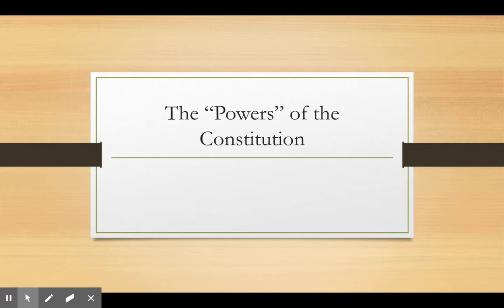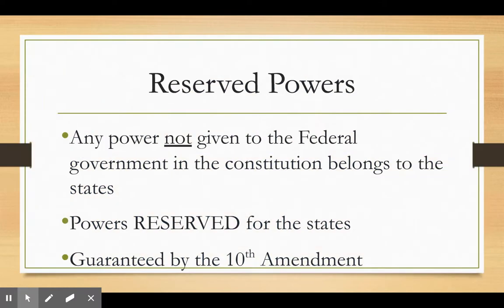Okay, so first off, we have reserved powers, and these are powers that are not given to the federal government in the Constitution if they belong to the states. Okay, powers reserved for the states. So you see the word reserved powers, that should trigger in your mind, okay, that means a power that belongs to the state governments and not the federal government. And they're not listed in the Constitution because the Constitution really talks about the powers granted to the federal government, not the state governments.